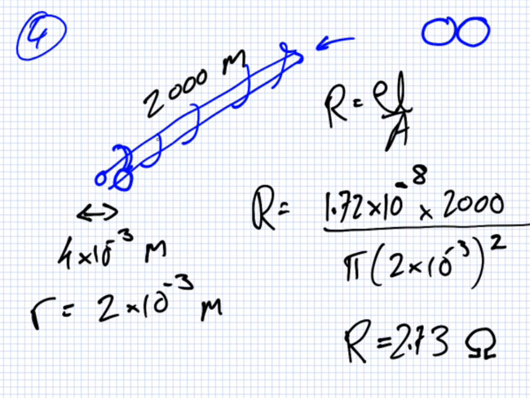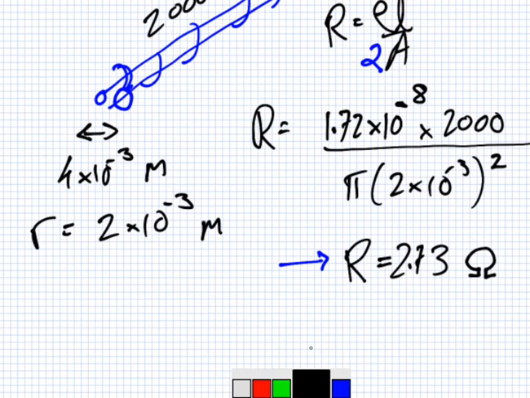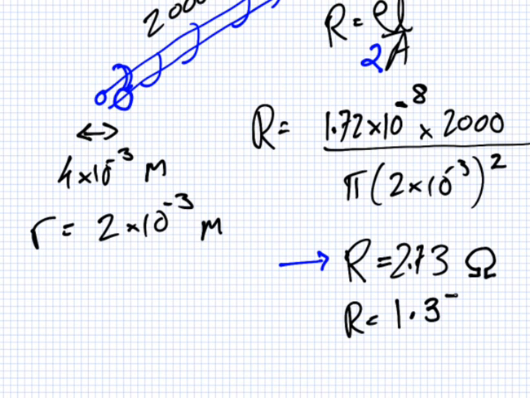Rho L over A. I'll have to get the one for wood. The length is 3 and the area is pi r squared. And what's the resistivity for wood? It's 1 times 10 to the power 14. Alright, so probably a huge number.